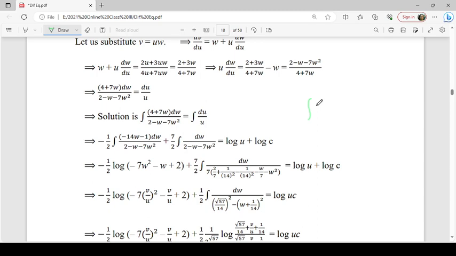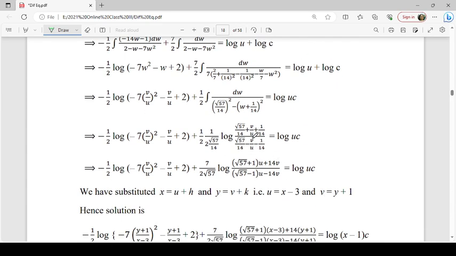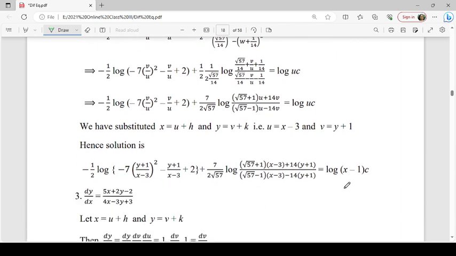So it is the integration of dz by a square minus z square. So it is 1 by 2a, then log of a plus z by a minus z, if we write this as z. Then v by u we have to write in terms of x and y. So the solution is this one.